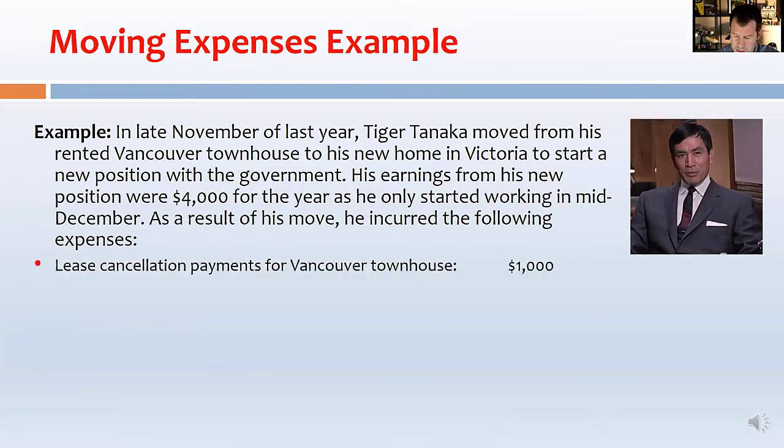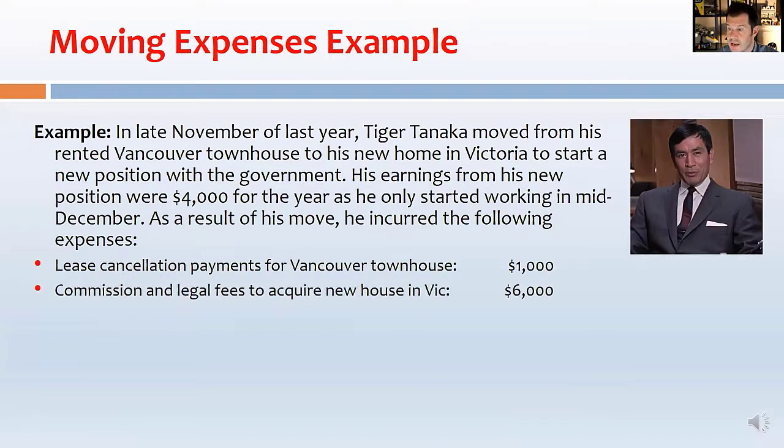Here are some of the expenses that he incurred. He canceled the lease on his townhouse in Vancouver. He had to pay $1,000.